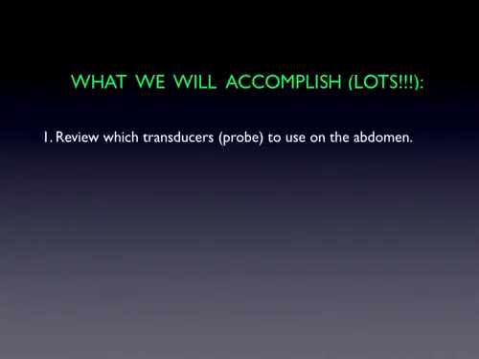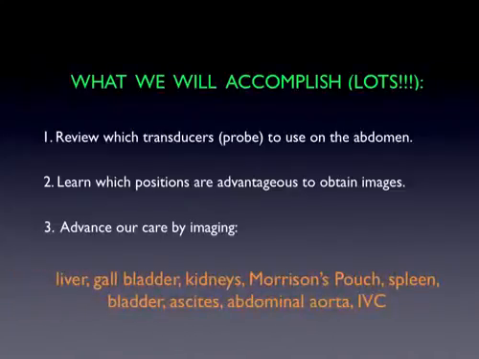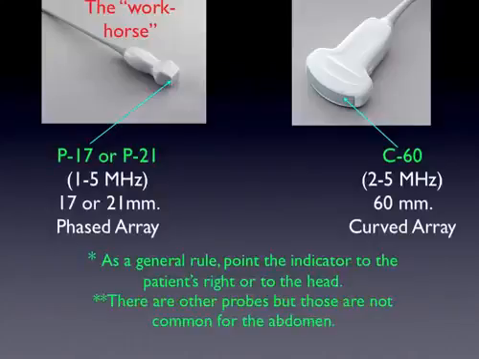So today we'll have a brief review of which transducers or probes to use on the abdomen, and then learn which positions are advantageous to obtain these images. We'll image a variety of structures including the liver, gallbladder, kidneys, Morrison's pouch, spleen, urinary bladder, some views for ascites, the abdominal aorta, and the IVC. So we have a fair amount of material to cover in a relatively short period of time.